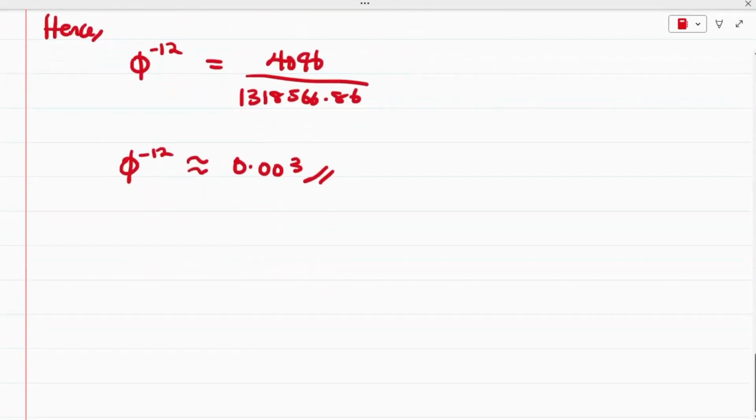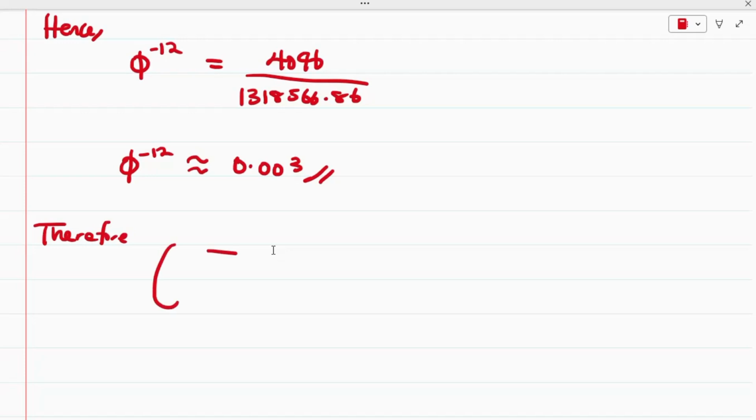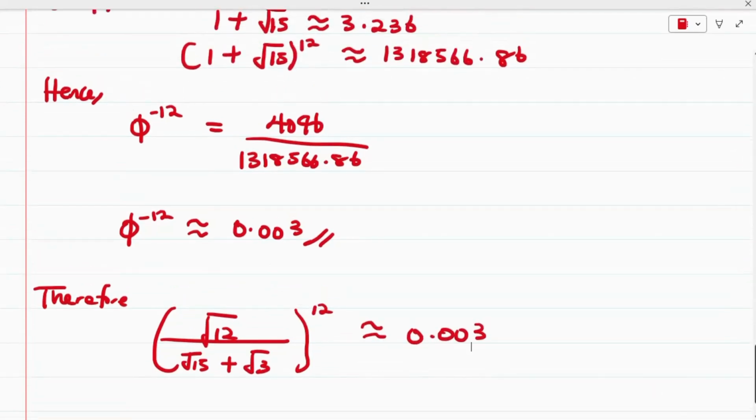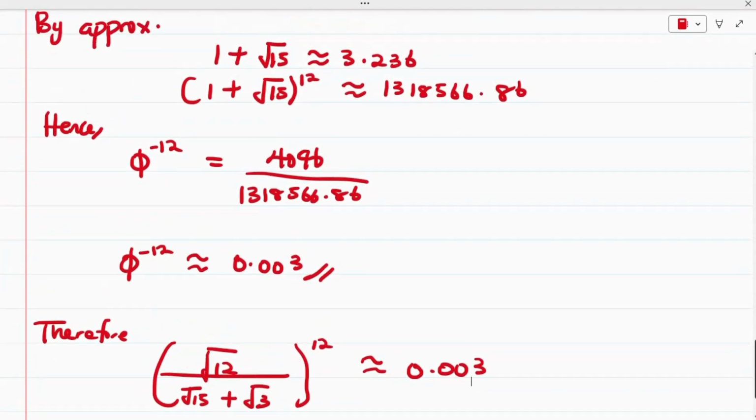and this becomes the final answer. So in conclusion, we can say therefore we have that the square root of 12 divide the square root of 15 plus the square root of 3 all raised to the power of 12 is approximately 0.0013 by applying the Fibonacci-based properties of golden ratio.